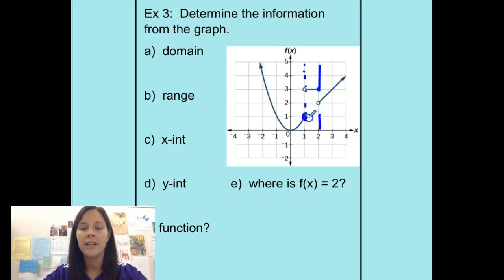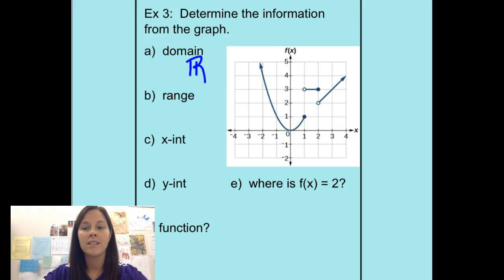Notice how on this vertical line, there is a solid dot on both of them. So there is part of the graph there. And again, we've got those arrows going side to side in both directions. So our domain is all real numbers on this one.